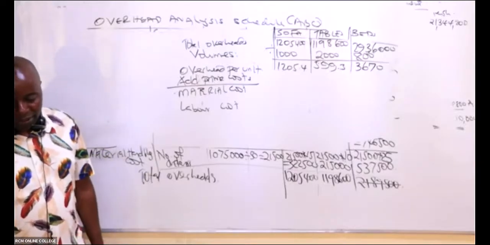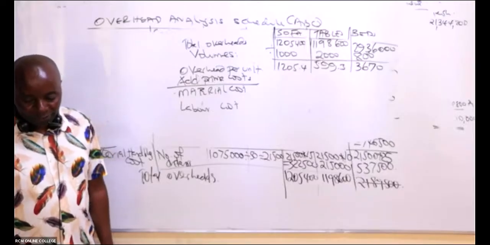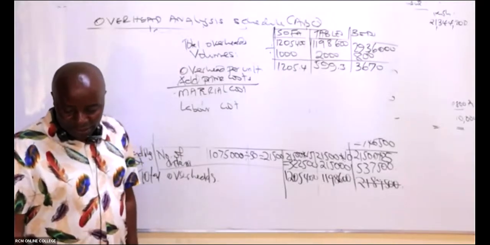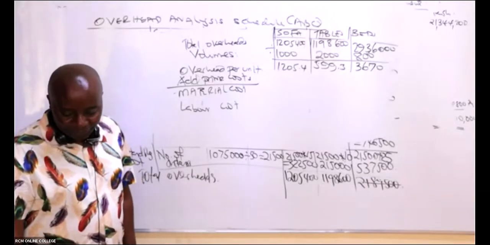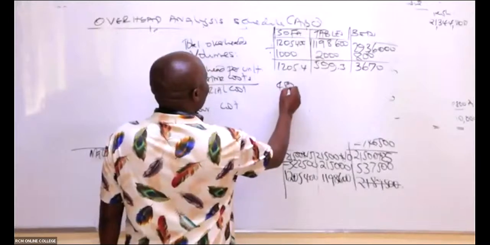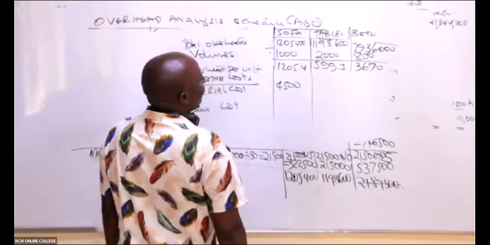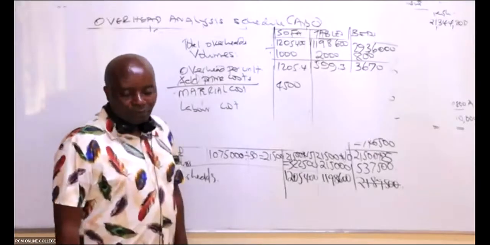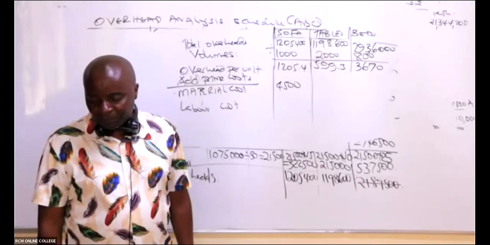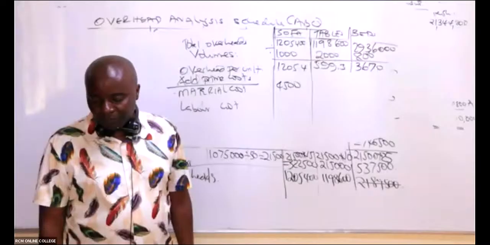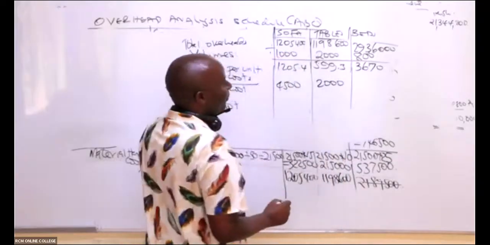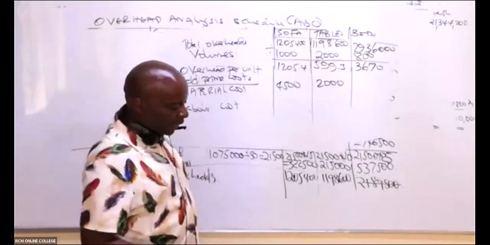Material cost for the sofa. Students are tired. But 500 for the sofa material cost. Tables 2,000, right? And then beds, 3,100. Thank you so much.